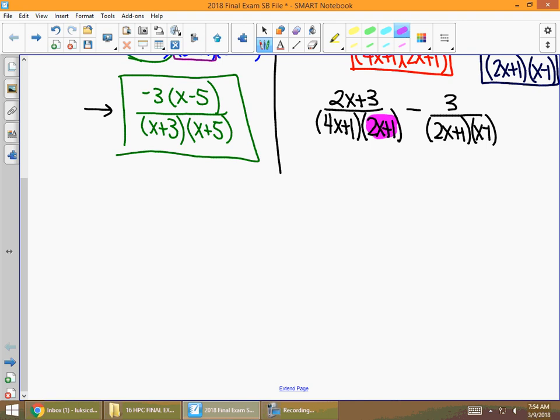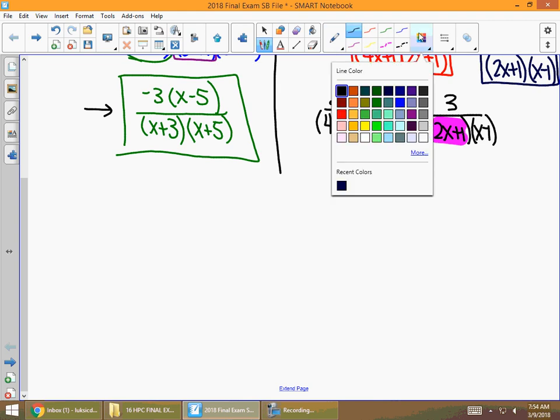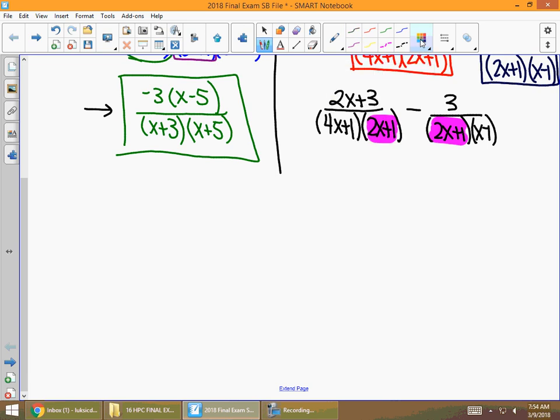What we have in common are these 2x plus 1. So what we need to do is multiply our fractions by what they don't have. That's how I think through it. My first fraction has the 2x plus 1, but it doesn't have the x minus 1. And make sure you FOIL on top. My second fraction has the 2x plus 1, but it doesn't have the 4x plus 1.